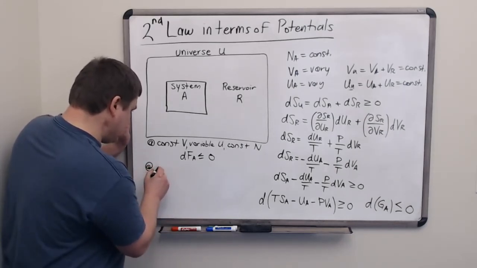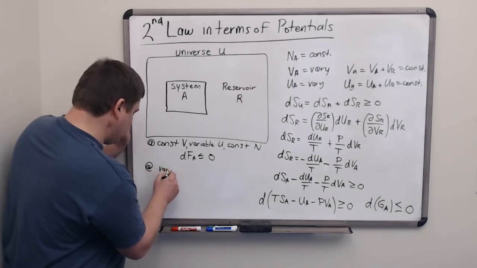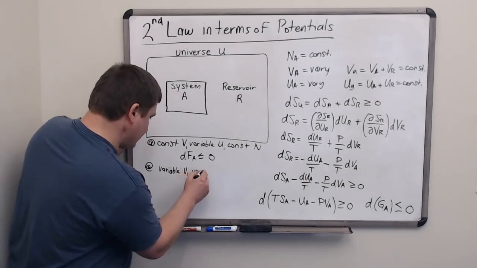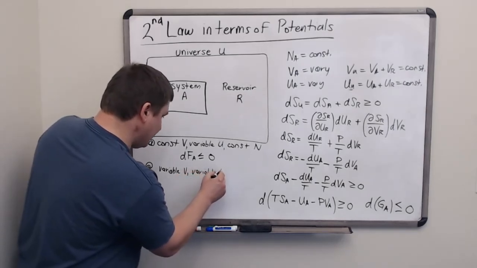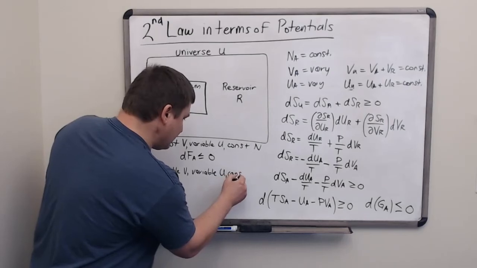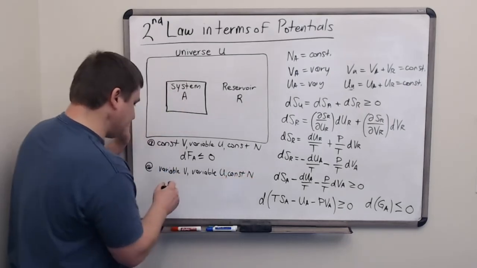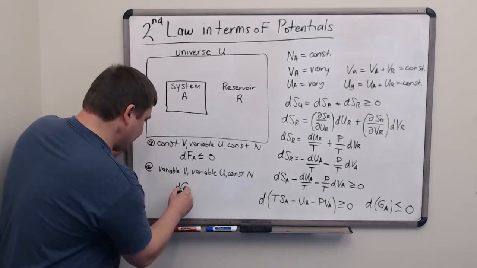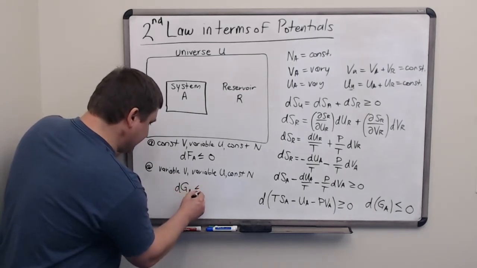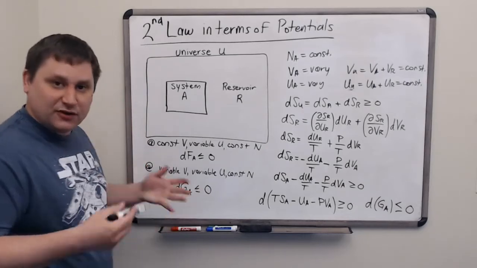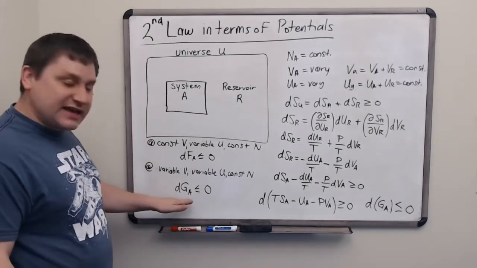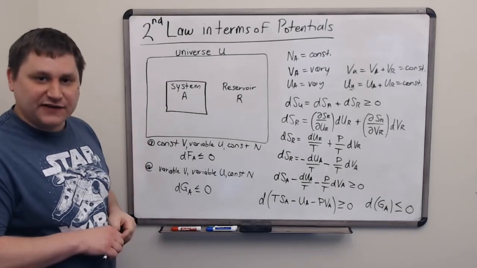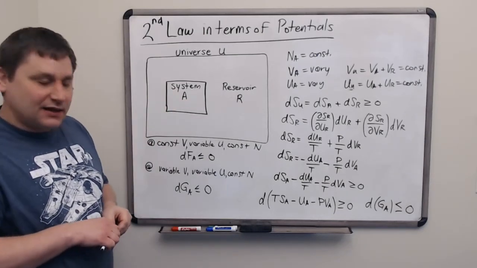At variable volume, variable internal energy, and constant number of particles, our second law of thermodynamics can be reduced to the statement, or made equivalent to the statement, that the Gibbs free energy of the system A can only decrease in any physical process.